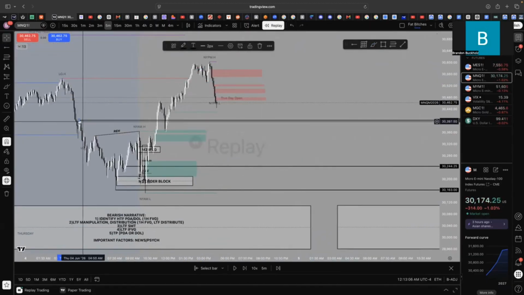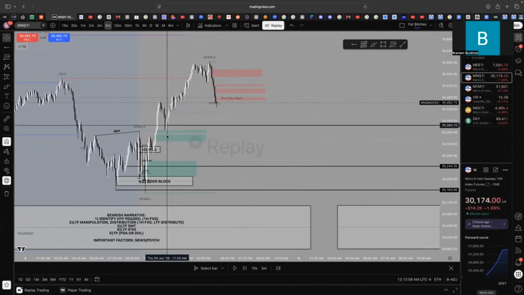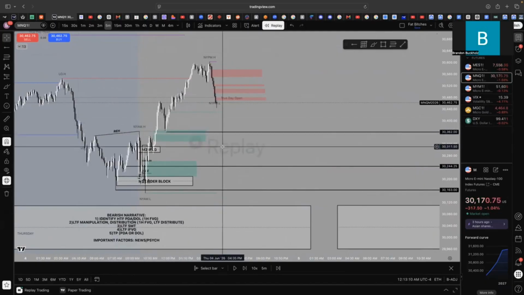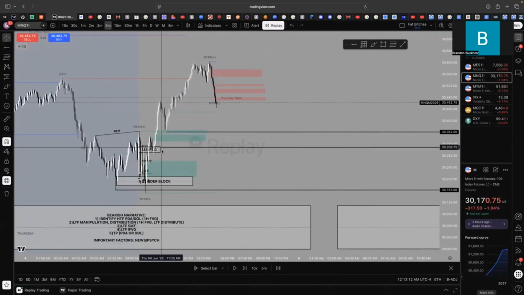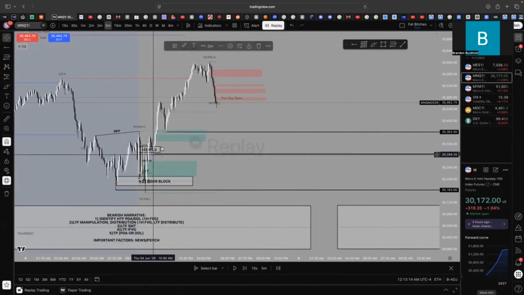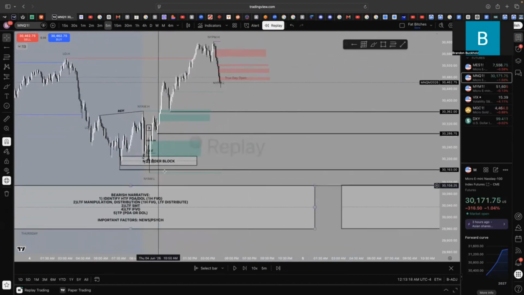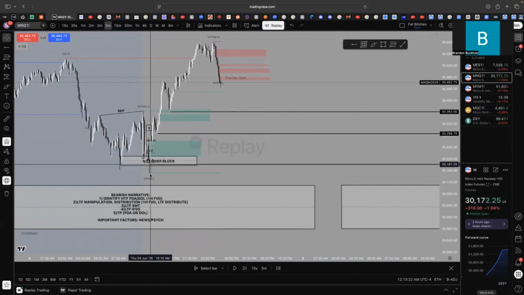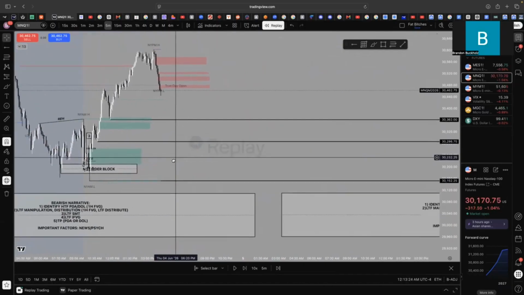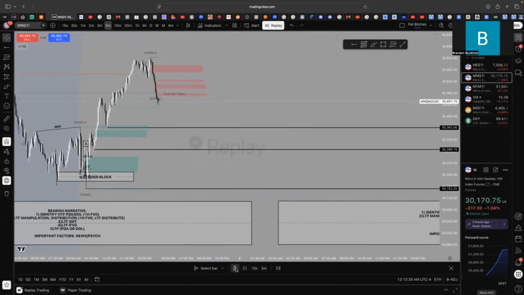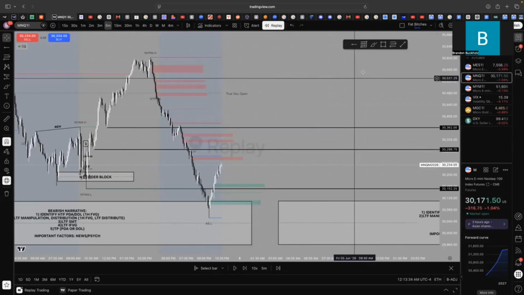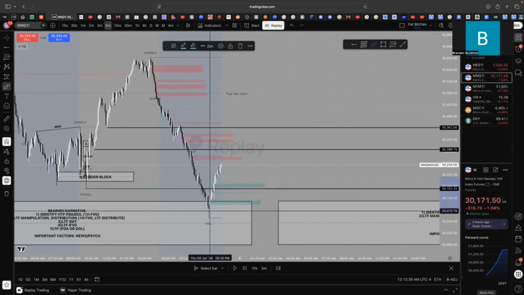Well, you have this swing low. We have this swing low. We have this swing low down here. Pick one. D-shaped recovery.